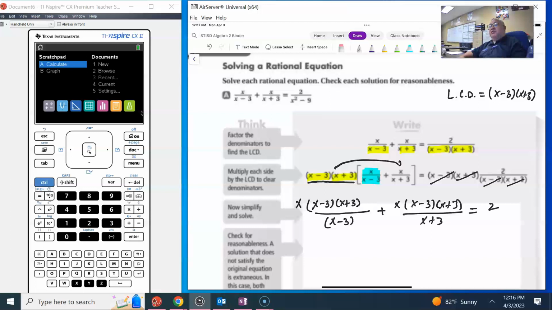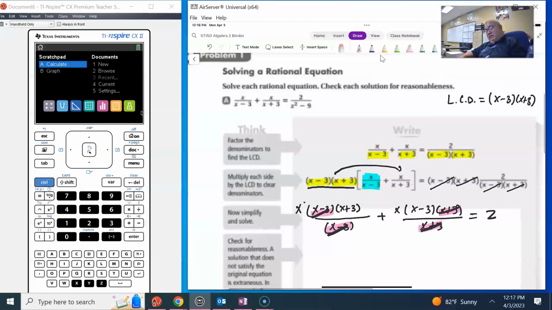And then you want to simplify. I want you to notice that we have x minus 3 and x minus 3. Here we have x plus 3 and x plus 3. And we know that's going to become 1. That's 1. And it's going to equal 2. So what do we have? X times x gives you x squared. X times 3 gives you 3x. Plus x times x gives you x squared. X times negative 3 gives you negative 3x, equals 2.